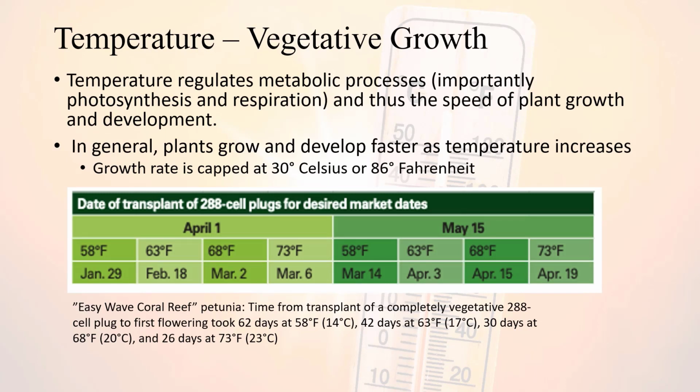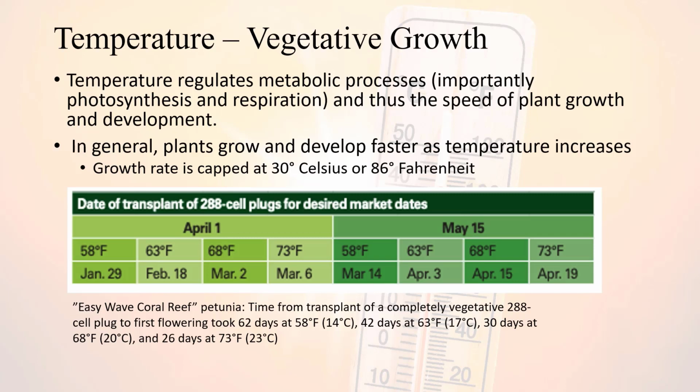And really what we find is that plants will grow and develop faster as the temperature increases up to a point, right? And that point is around 86 degrees Fahrenheit. So if you are growing your plants at 70 degrees Fahrenheit, and maybe you are in a controlled environment and you increase it to 80 degrees, those plants are going to grow and develop faster. And if you increase it to 86, they're going to grow and develop faster. If you get beyond that, you're not really going to see any changes in growth and development.